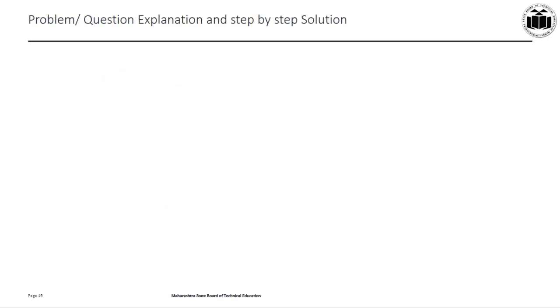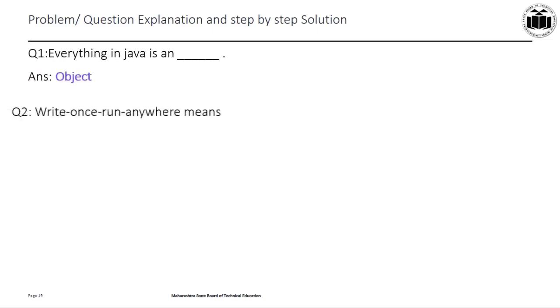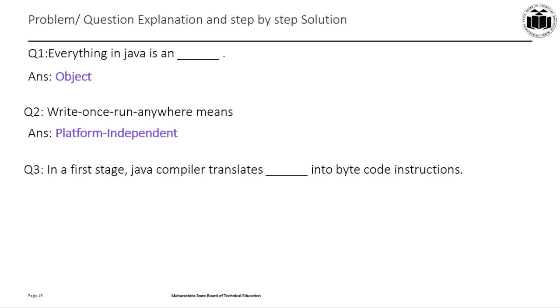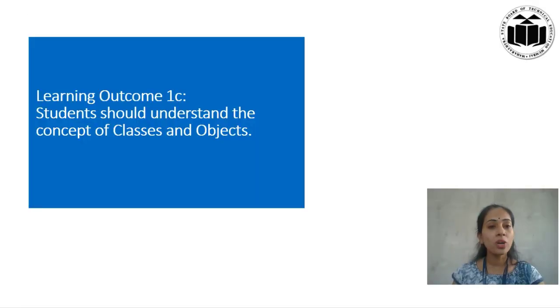We take a quick review based on today's session. A first question for you: everything in Java is an what? The answer is object. Second question for you: write once, run anywhere means platform independent. Third question: in the first stage, the Java compiler translates dash into bytecode instructions. So the answer is source code. The learning outcome for today's module is that students should understand the concept of classes and objects.